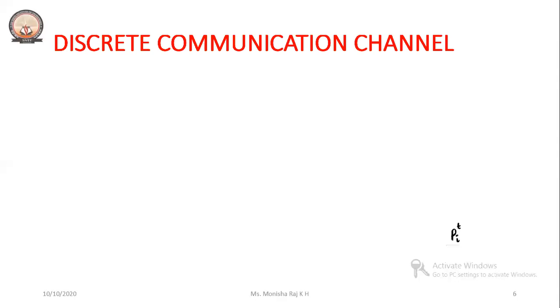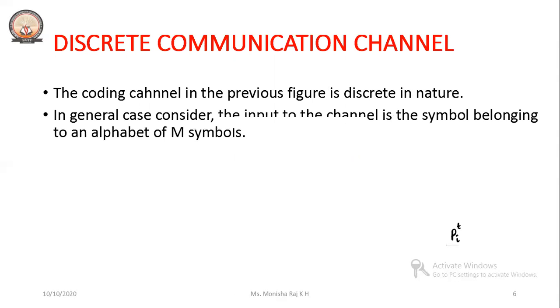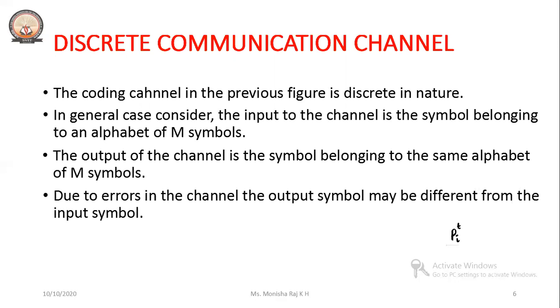In the communication channel that we have seen in the previous slide, the portion between C and G is discrete in nature. In the general case, the input to the channel is a symbol belonging to an alphabet of M symbols. The output of the channel is a symbol belonging to the same alphabet of M input symbols. Due to the errors in the channel, the output symbol may be different from the input symbol during some symbol intervals. Errors are mainly due to the noise in the analog portion of the communication channel.